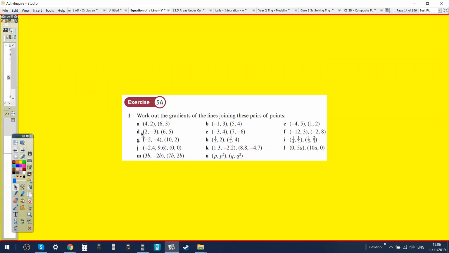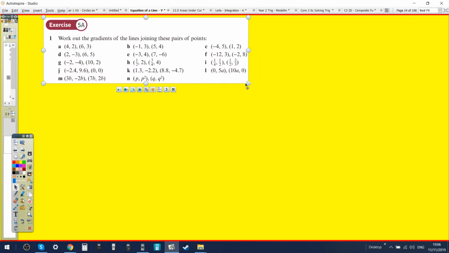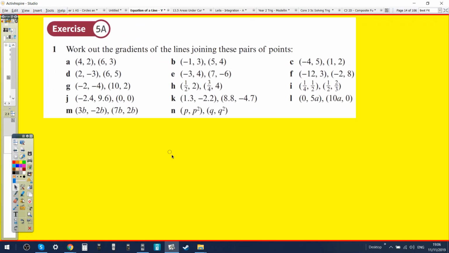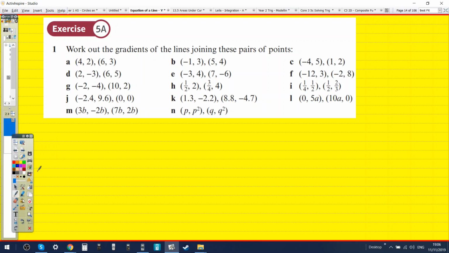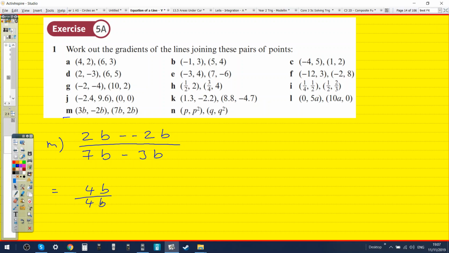Let's see. So work out these gradients. Let's do the second last one. Okay, so I'm going to do 2b minus 2b over 7b minus 3b, which will be equal to 4b over 4b. So will it just be equal to 1? Yeah, that's it.